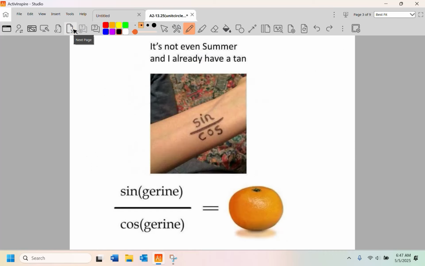Anyways, here's your little meme. Sine over cosine is tangent, and a sine-gerine over a cosine-gerine is a tangerine.